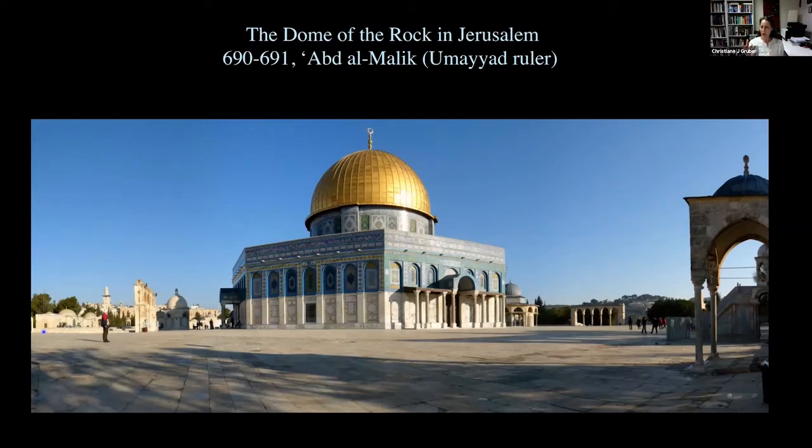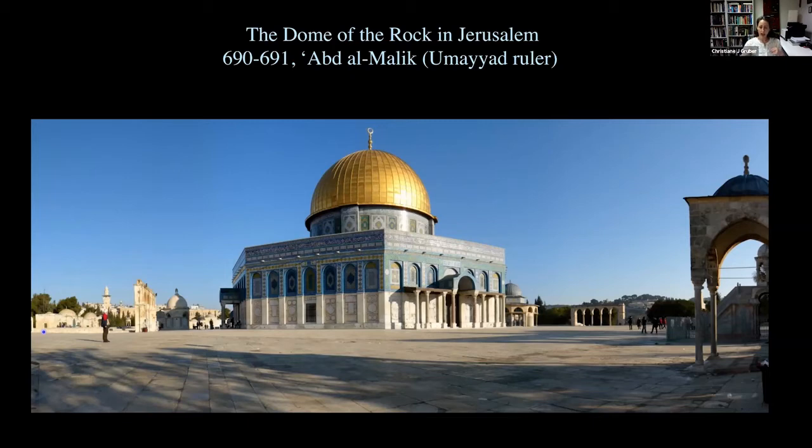So just the sheer gold becomes a material symbolism for the ascendancy of Islam in the Eastern Mediterranean by the end of the 7th century. So within a generation of the Prophet Muhammad's death, we've got this very strong statement of Umayyad ascendancy through the Dome of the Rock.